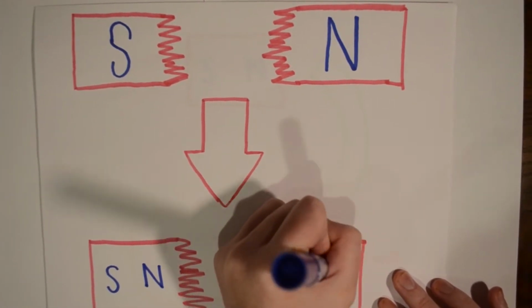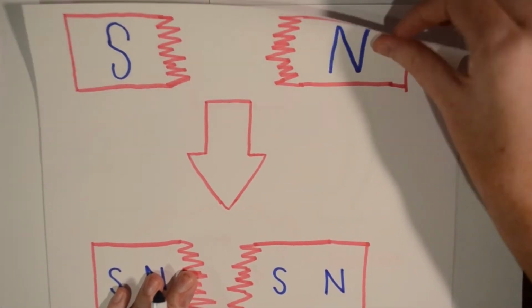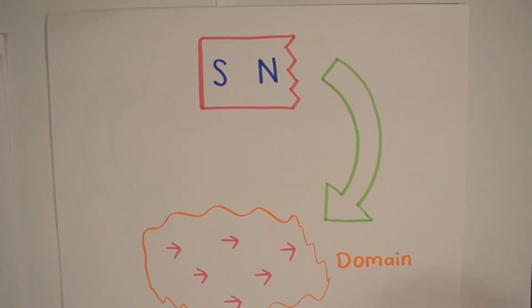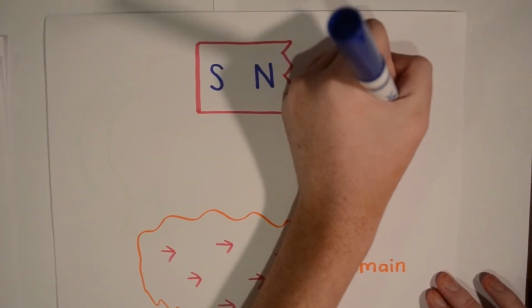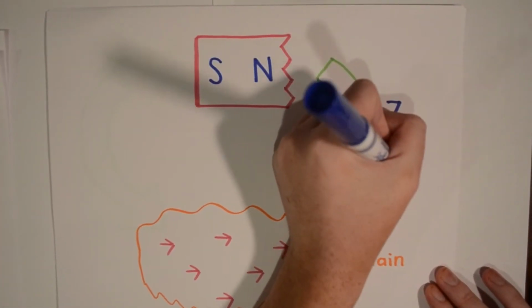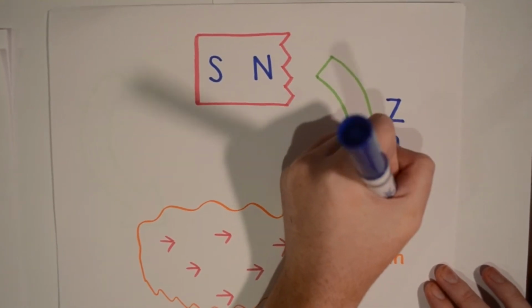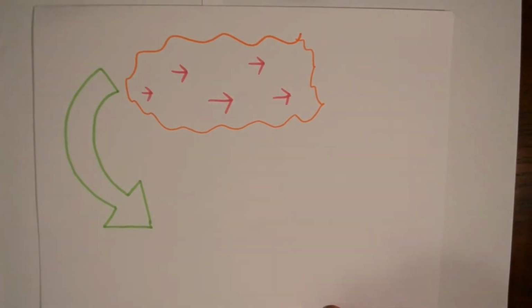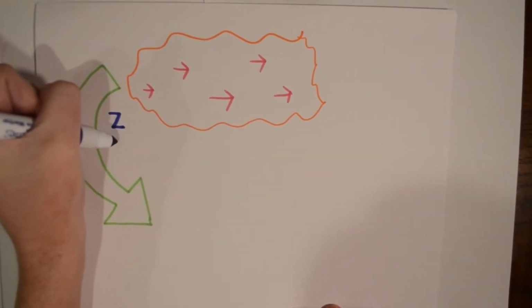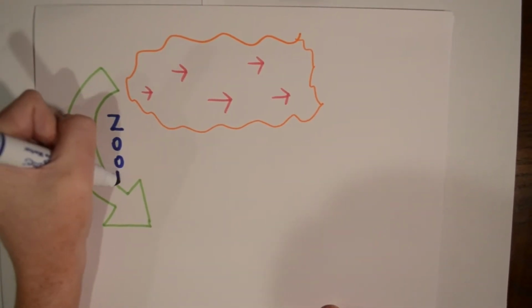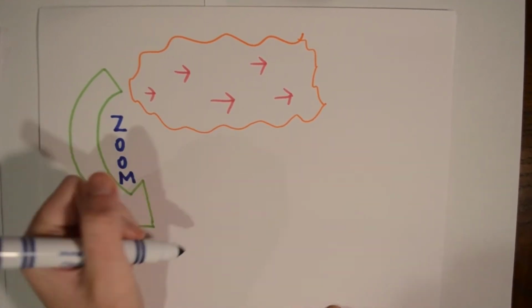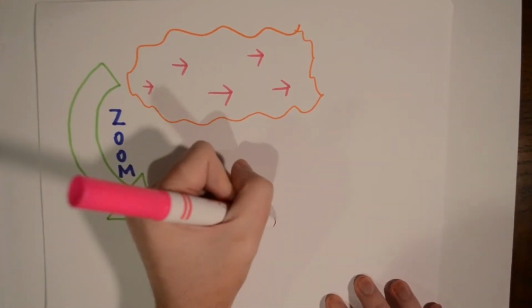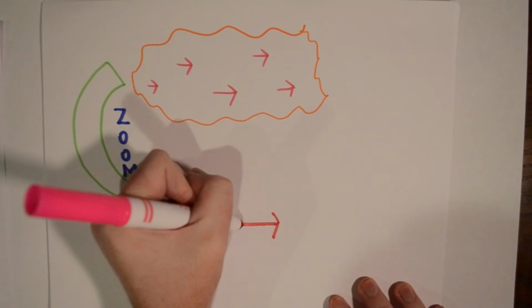Awesome, right? Let's zoom in on one of the split magnets and see what's going on. Here we see there's a domain that has a bunch more magnets inside of it, and they all line up. So how about we zoom in even more? If we do that, we will see that each magnet inside of the domain has its own north and south end.